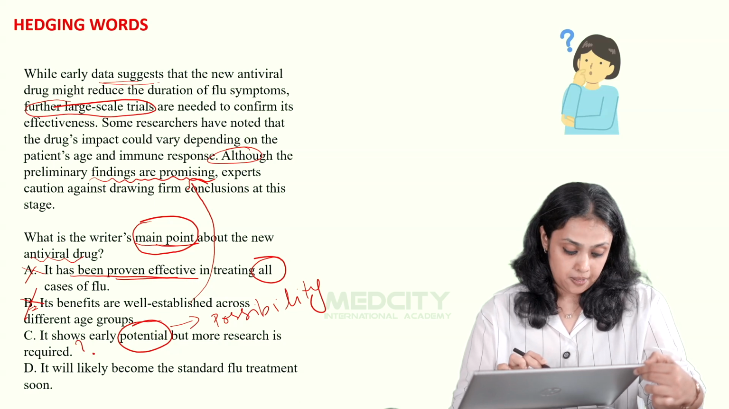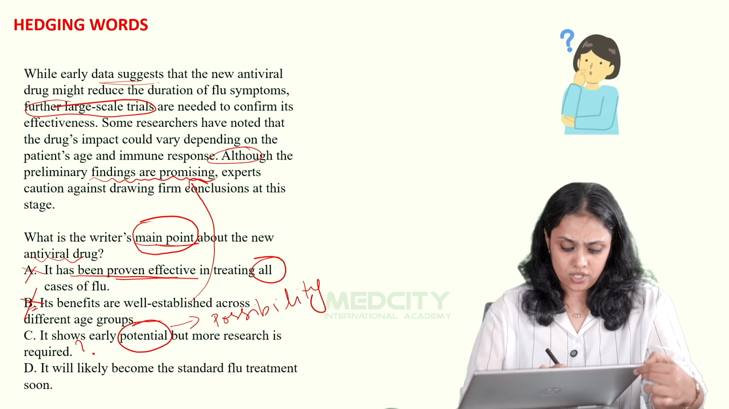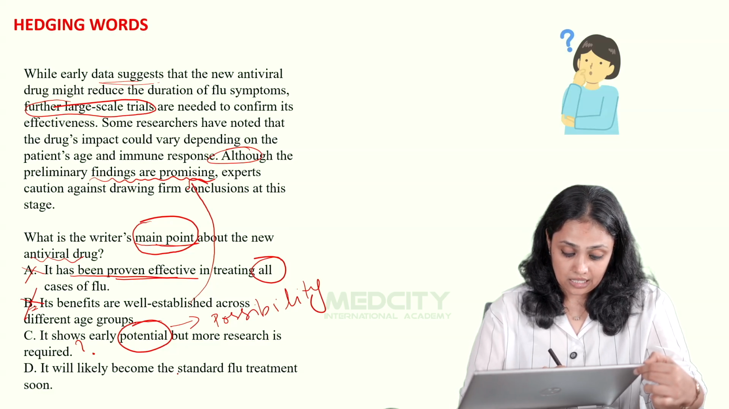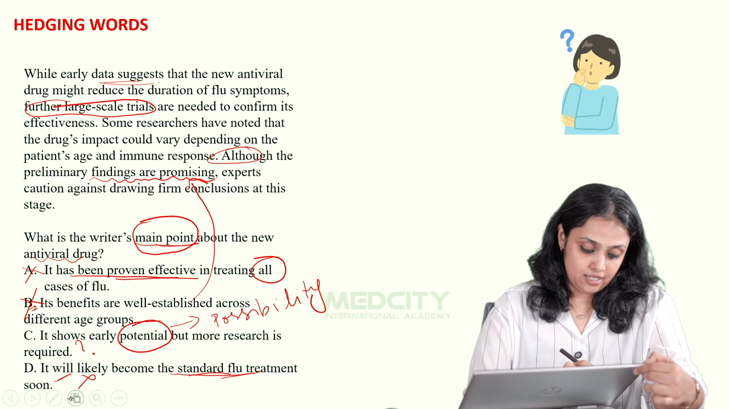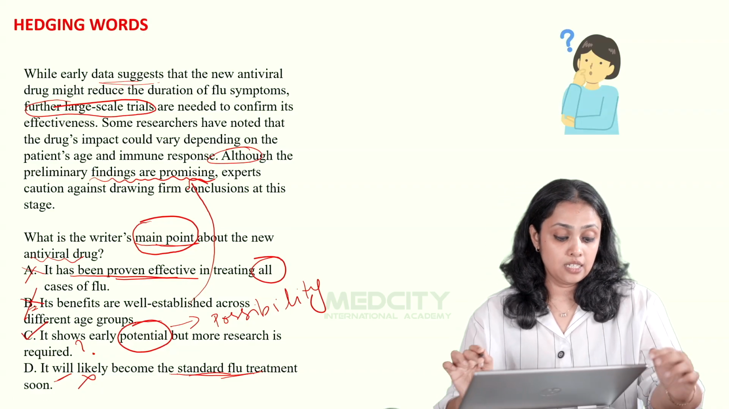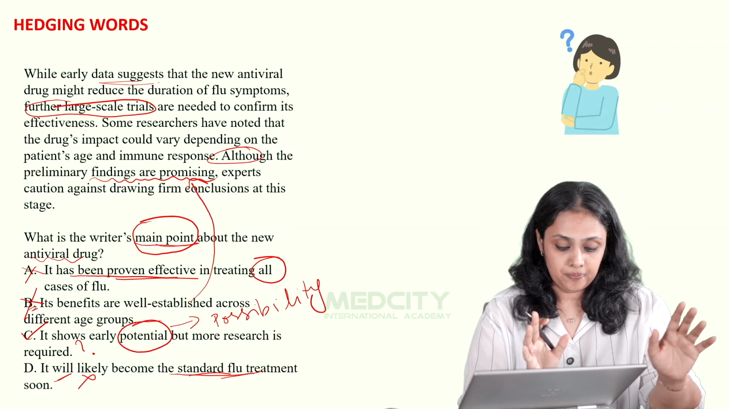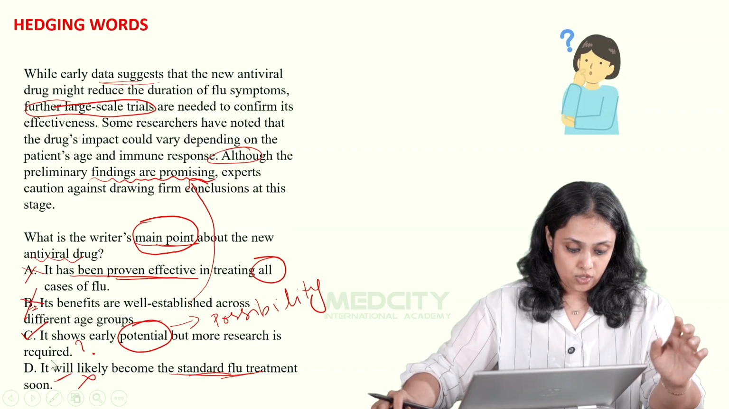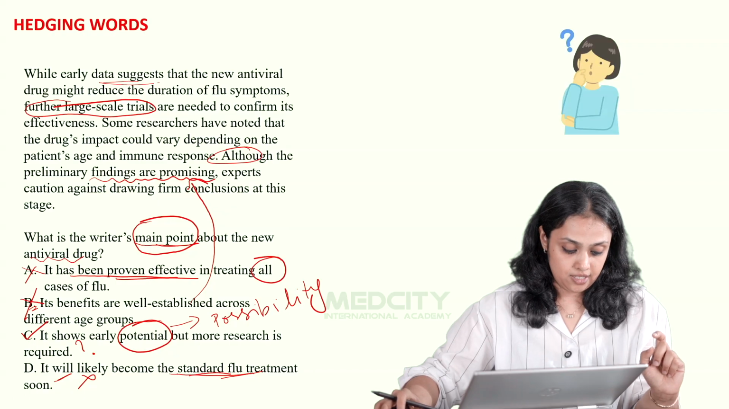What about option D? It will likely become the standard flu treatment soon. No such indication is given in the extract. So we can confidently say that option C is in fact the right answer. Here it is asking about the main idea or the main point of the writer. So we have to understand that extract completely and get the gist out of it.